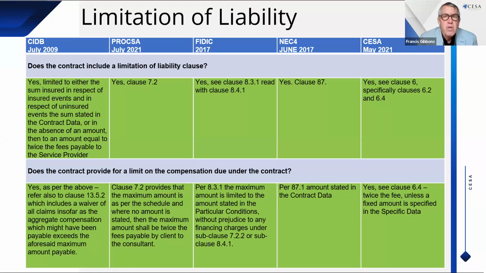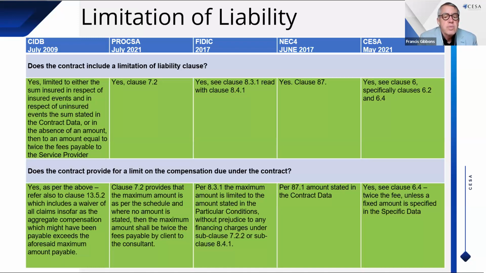So just something to be aware of under CIDB: watch what the requirement for the sum insured is, so that it's not out of kilter with perhaps a figure like twice the fees. You don't want them asking you to provide 10 times fees cover in your insurance, because that's then the amount that they can sue you for, and it's a bit out of kilter with the twice fees that would normally be acceptable. So yes, they all have one.